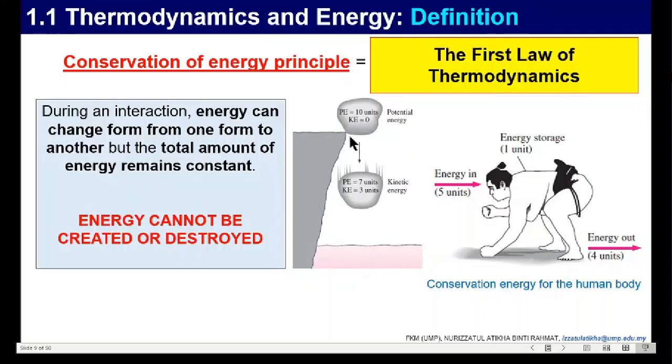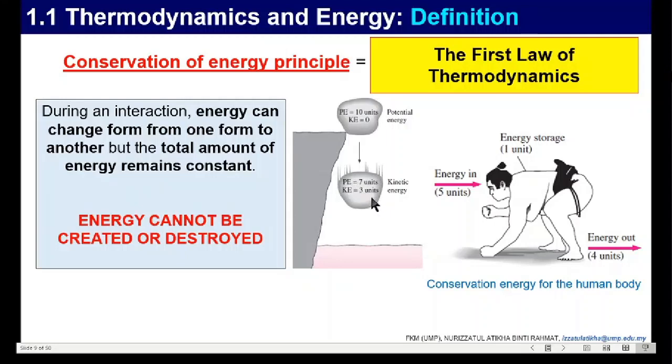We have potential energy equal to 10 units and kinetic energy equal to 0, for this rock at the edge of a mountain. But then when this rock falls down, the energy is changed, from 10 units of potential energy to 7 units of potential energy and 3 units of kinetic energy. You can see that the total amount of energy is the same. However, the form of energy changes.